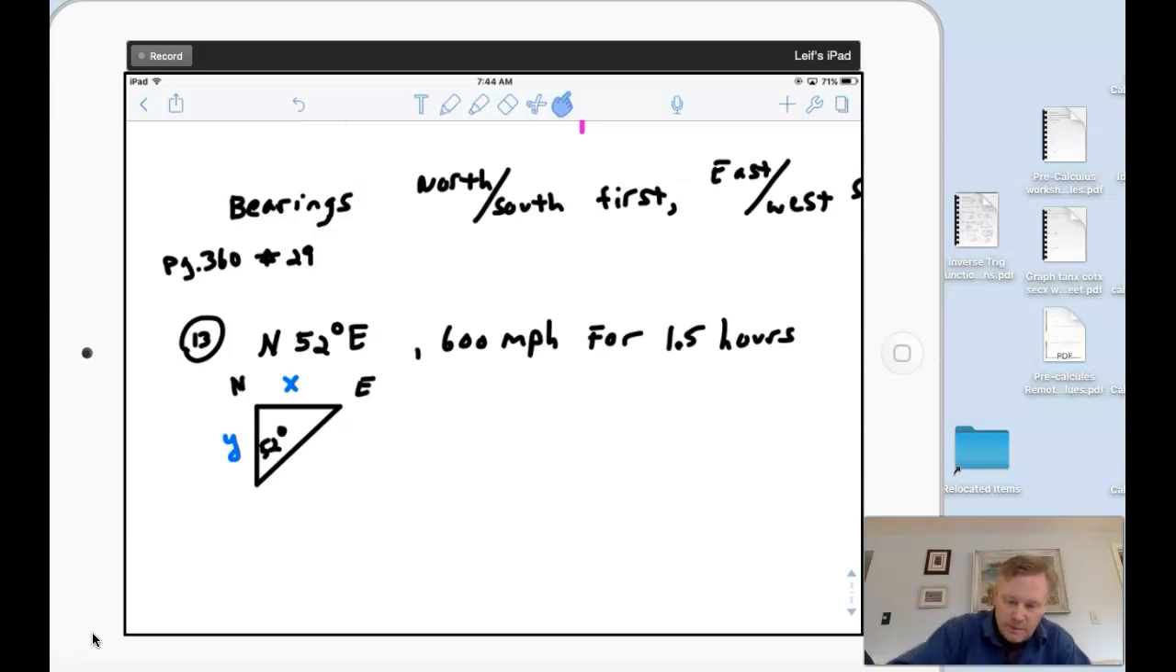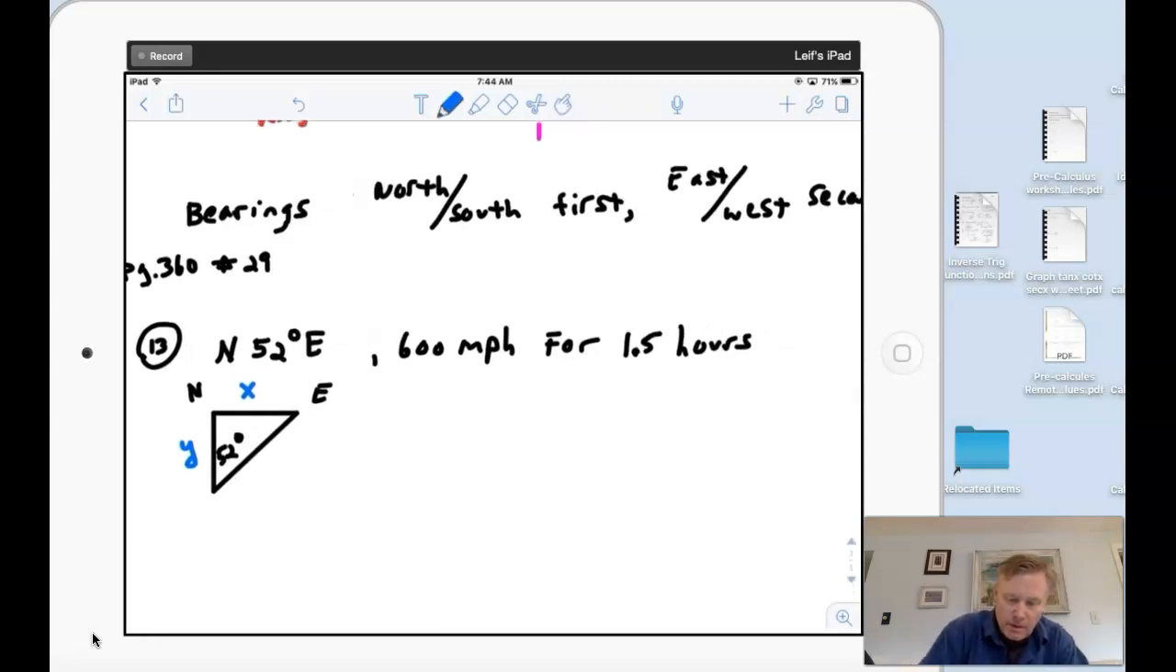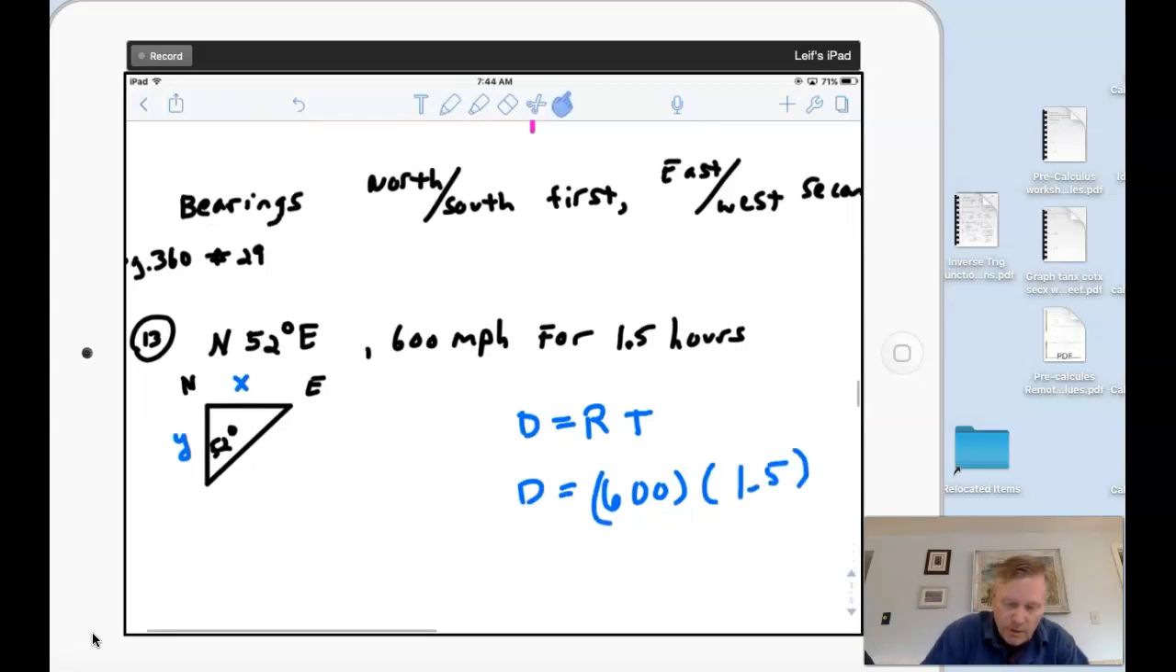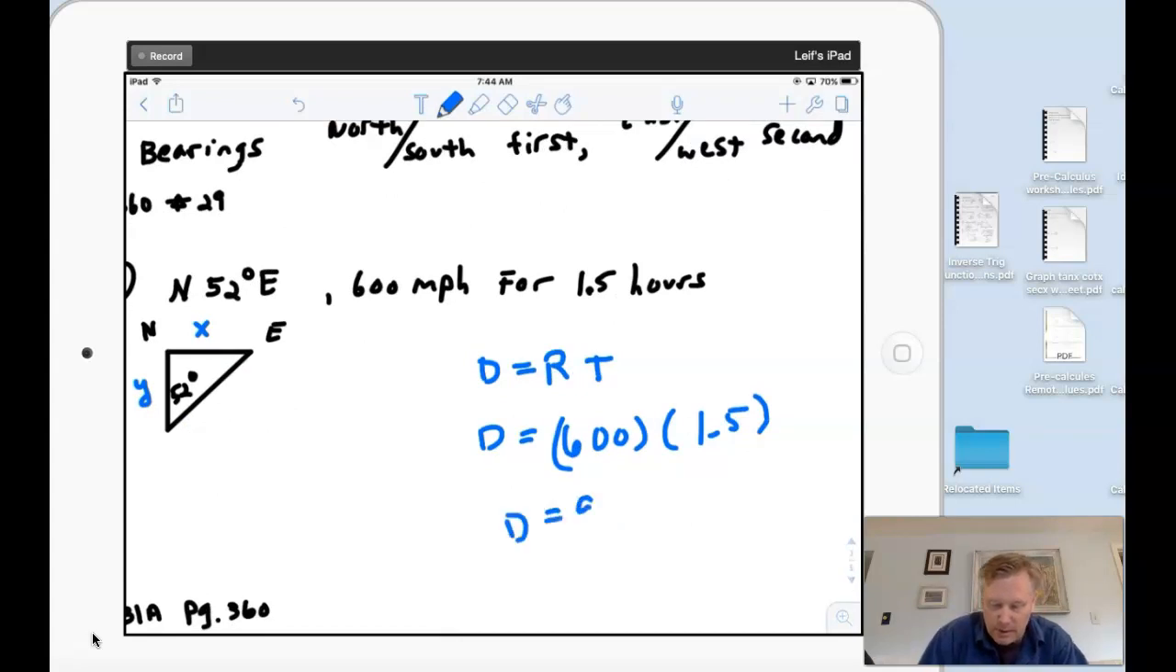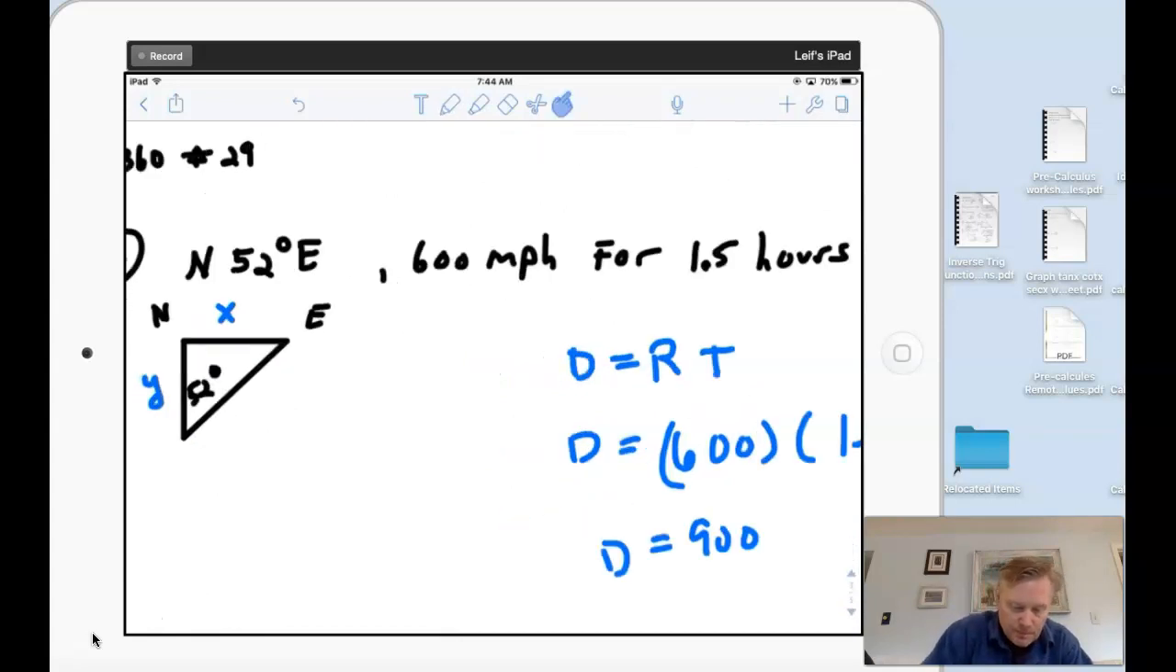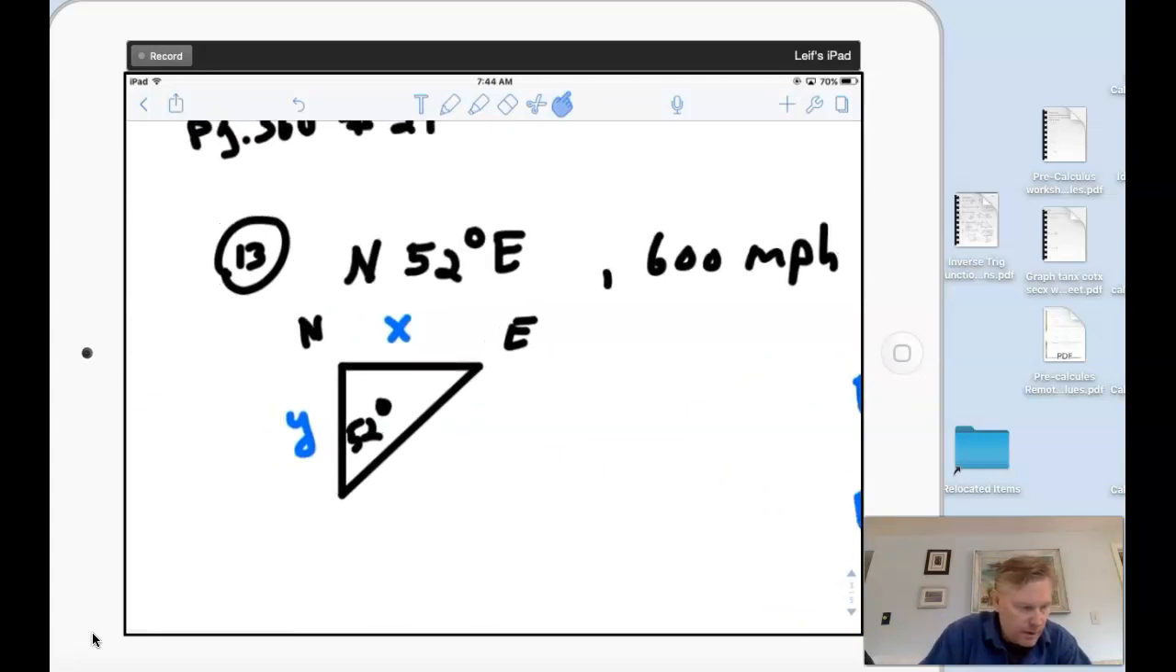So the first problem is how far did you actually go if you went 600 miles an hour for 1.5 hours? Distance equals rate times time. So if I took 600 as the rate, time is 1.5, this will tell me how far I went, and if you multiply those together, you get 900 miles, okay? Which means that's how far I went over here. So that's 900. And then I've got to figure out what x and y is, because they asked how far north, how far east.